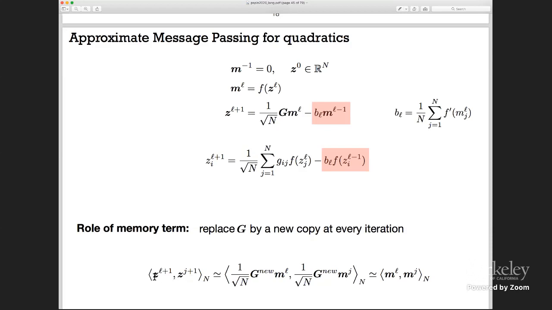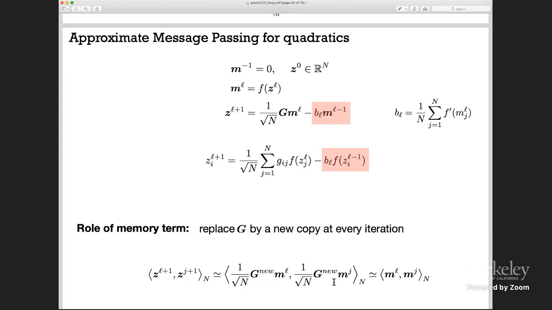Then if I compute the inner products between Z_{l+1} and Z_{j+1}, for l different from j possibly, since this is a new iteration, I get a new G that is independent from M on both sides. So now, by concentration of measure over G, which is independent of everything else, this reduces to the inner products between M_l and M_j. Of course, the algorithm does not have access to new randomness at every iteration. It has to use the same matrix over and over again, which creates a dependence between M and G.